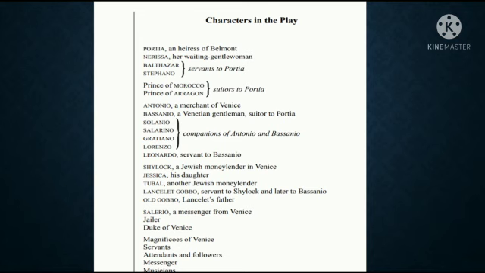Salerio, a messenger from Venice. And we have Jailer, Duke of Venice, Magnificoes of Venice, servants, attendants and followers, messengers and musicians in this play. So the most important characters of this play are given first. They are Portia, Prince of Morocco, Aragon, Antonio, Bassanio, his friends, Shylock. Shylock is the antagonist of this play, and Jessica, Tubal, Lancelot Gobbo, Old Gobbo, and Balthasar, everybody plays their own part in this play.